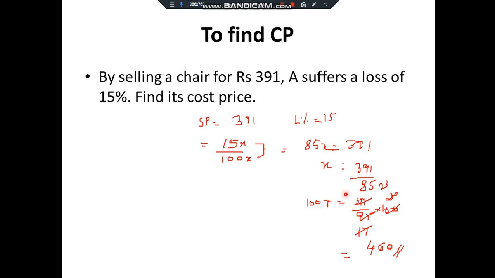Now we have to find the cost price. So 100x is the cost price. So 100 into 391 by 85. When you cancel it out, finally you'll get the answer as 460. So I hope you understood the three basic concepts, which will definitely help you out in bigger problems. Okay, so you have to be very thorough with these three concepts.